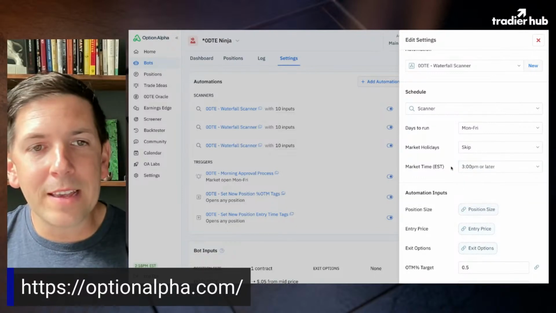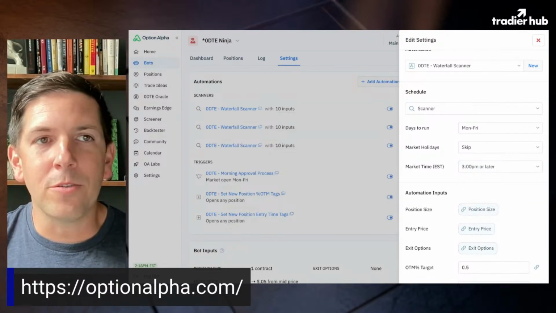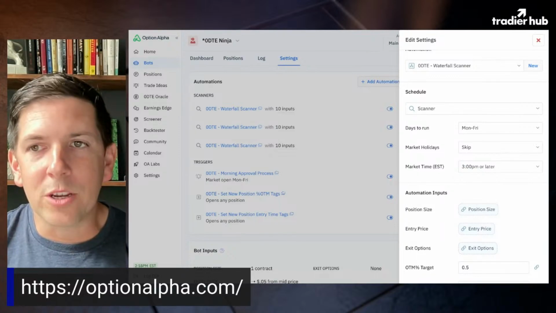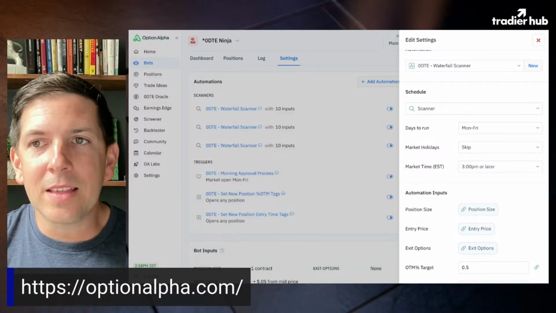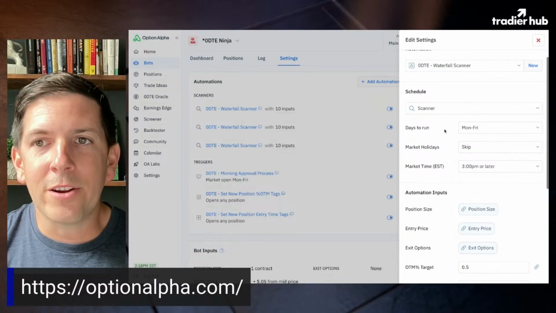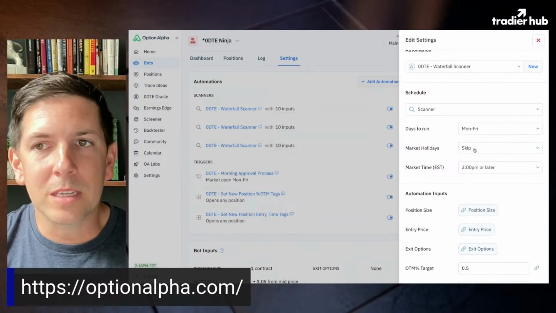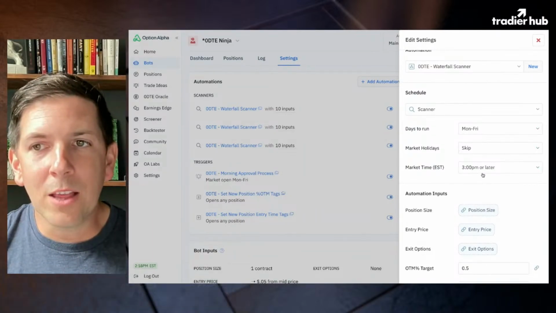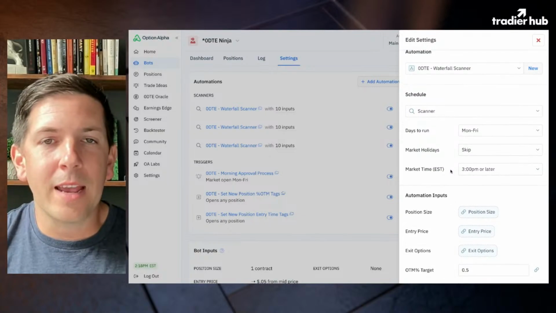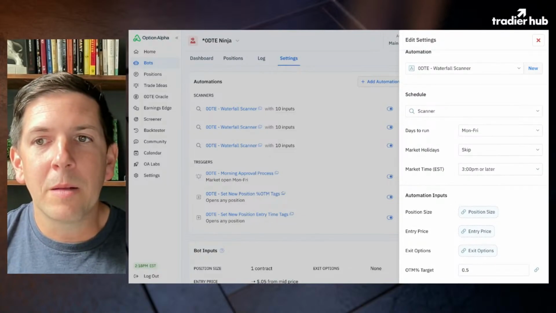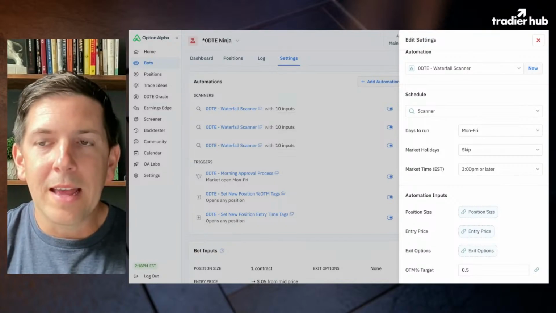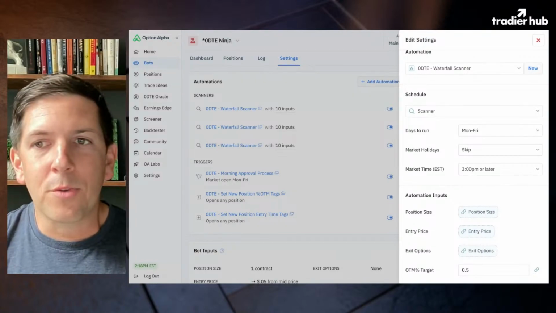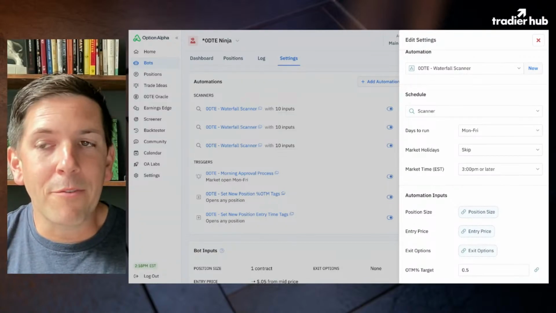And so that's a very easy setting because all you have to do is just set up your scanner automation, tell your bot what you want it to scan, and then inside the settings, when you're setting up your scanner here, tell it what days to run and to skip holidays or not, and then tell it what market time to run. That's it. Just say, hey, look, I only want to run this particular scanner at 3 p.m. or later. And so that will run that scanner at 3 p.m. or later. It'll basically start every day at 3 p.m.